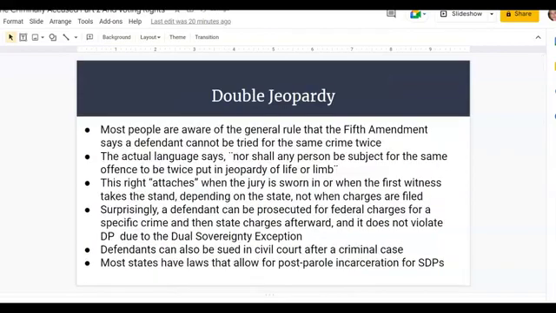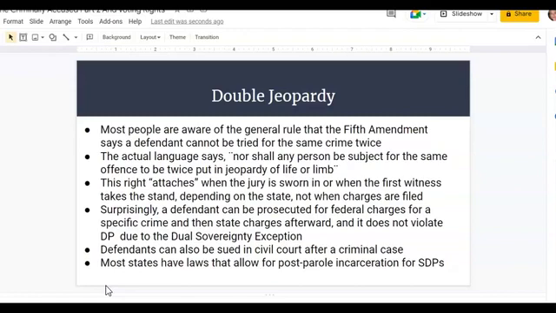All right, so a little bit about double jeopardy, because we don't have time in a 6-week course to go into detail about everything. So I'm going to focus more on the right to counsel when I look at cases. But I just wanted to touch upon a little bit of fact versus fiction, I guess you could say, because most people are aware that there's a general rule in the Fifth Amendment that says that a defendant can't be tried for the same crime twice.